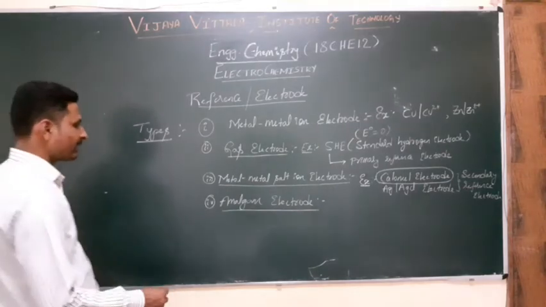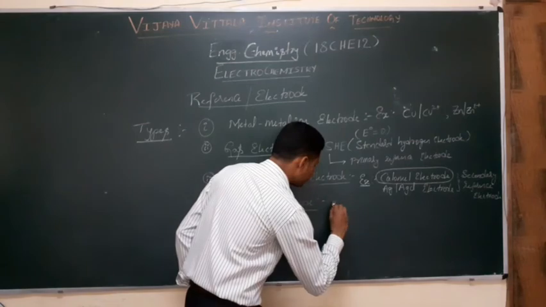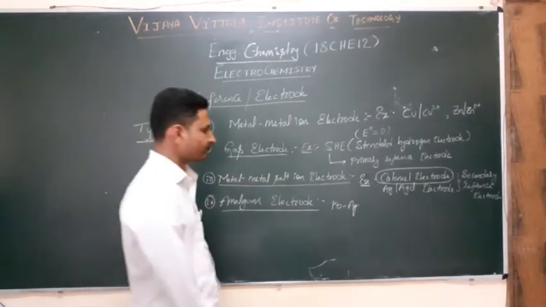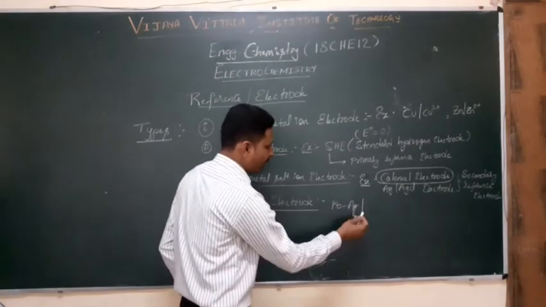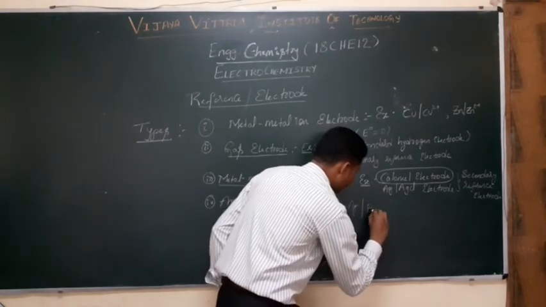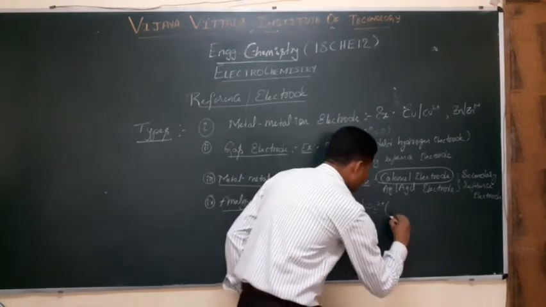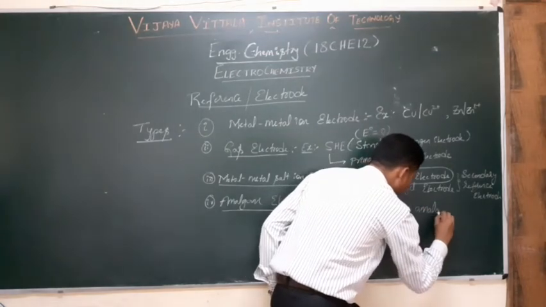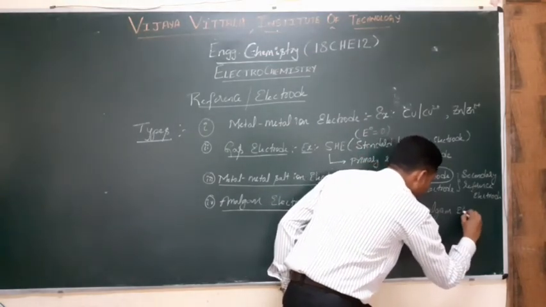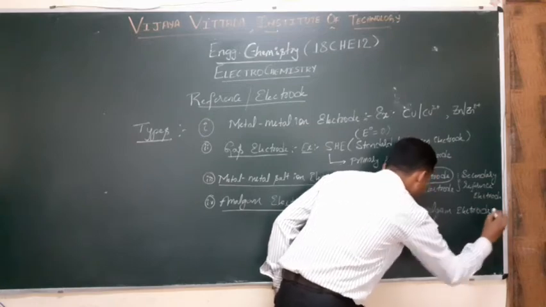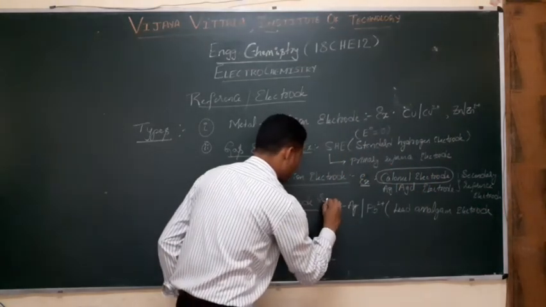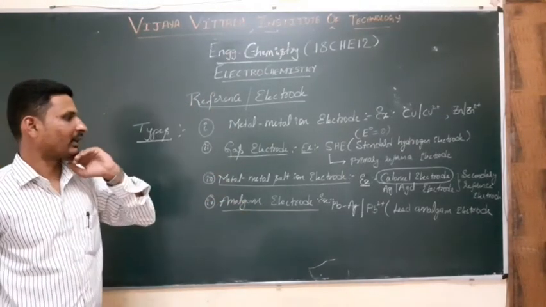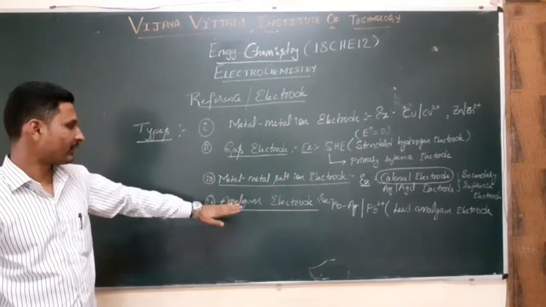That is, lead is mixed with mercury, that is an amalgam, in Pb2+ solution. The lead amalgam is an example of this amalgam electrode, which is one of the types of electrodes.